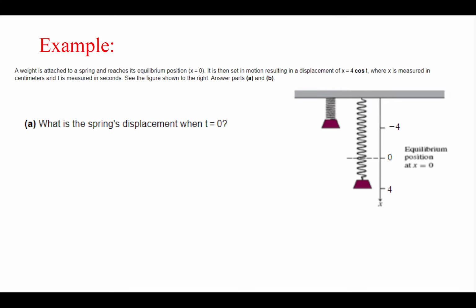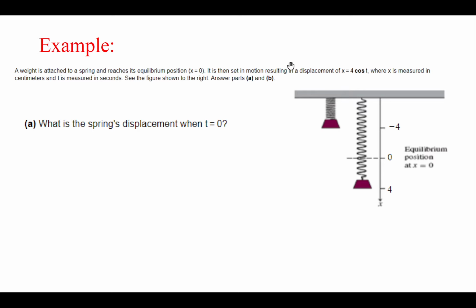So there is another example here. Let's look at the problem. A weight is attached. So this is the weight. It is attached to the spring here, and reaches its equilibrium position. Because of this weight, it goes down and it reaches the equilibrium position. The equilibrium position means this is the height we can measure, and equilibrium position means when x is 0. This position is the equilibrium position.